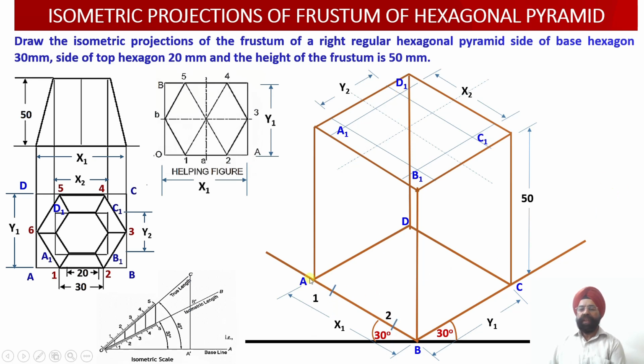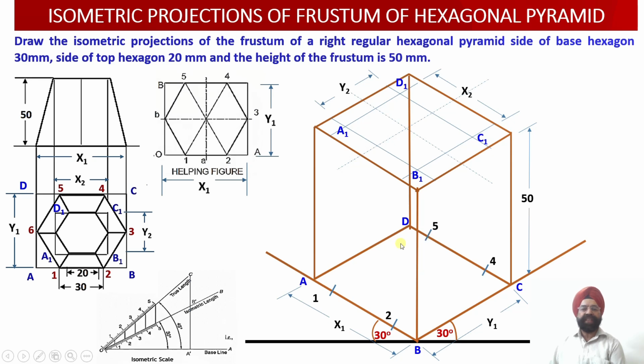Now let us work out the points of the hexagon on the base. So I know the distance between A and 1 will be equal to the distance between 2 and B. This will also be equal to the distance between 4 and C. This will also be equal to the distance between 5 and D. So you measure only one distance, and automatically the 4 points, that is D5, 4C, 2B and 1A, will be located. So please see, I have marked these points A1, B2, similarly C4 and D5.